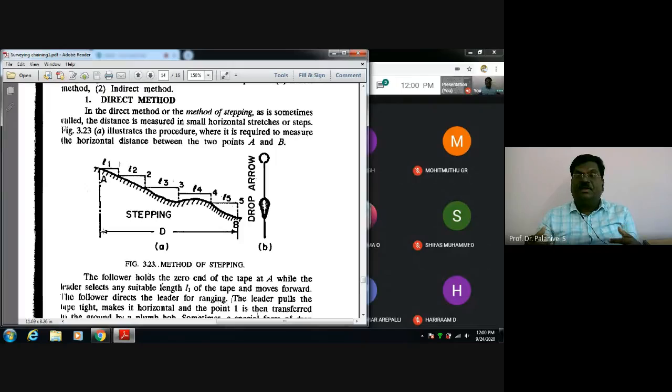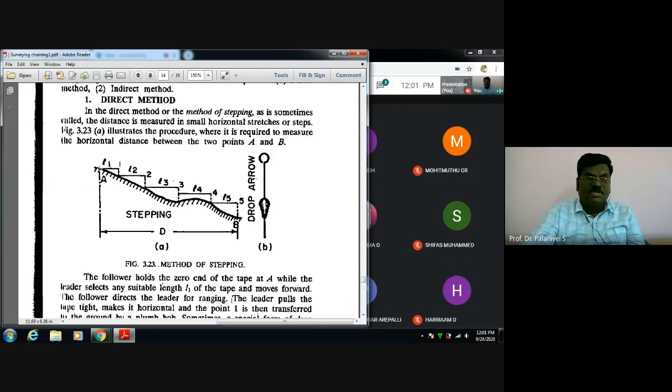Because to plot the relative position of points on the surface of the earth, or in the preparation of a plan or map of an area, we use only the horizontal distance between the points. That you keep in mind. That is why you have to measure the distance horizontally, right?